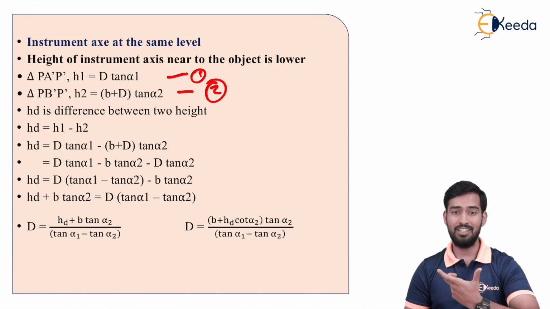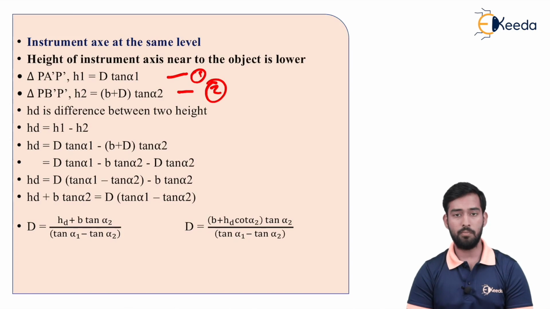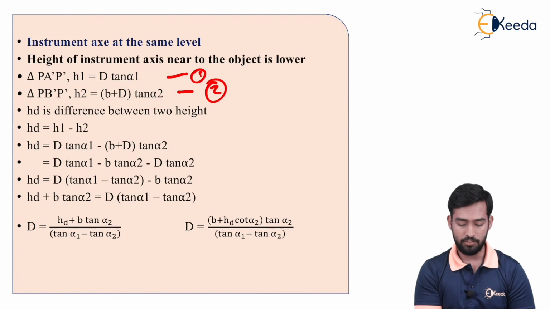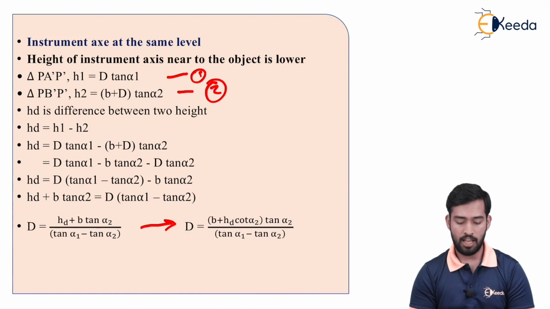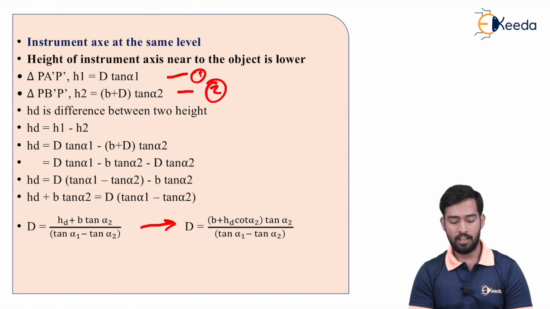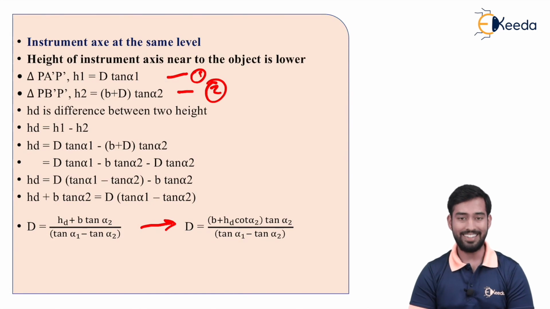As we don't know the horizontal distance, we have to calculate it. So we can calculate it by using the formula of d. The second formula of d can be (b plus hd cot alpha 2) into tan alpha 2 upon (tan alpha 1 minus tan alpha 2). We can use either of these formulas. Either formula you can use and calculate d.